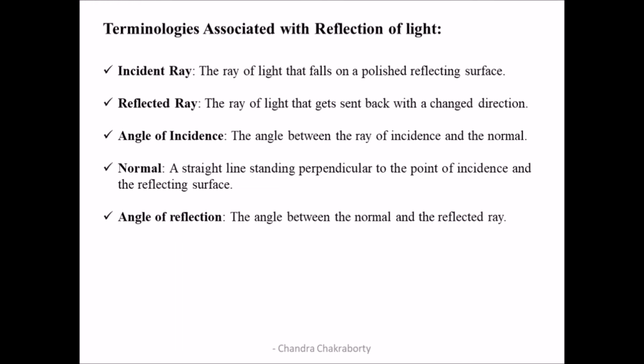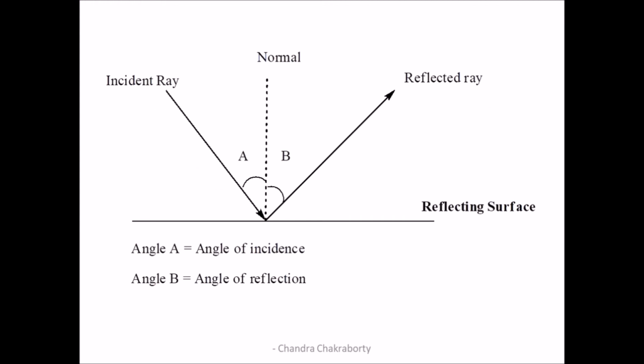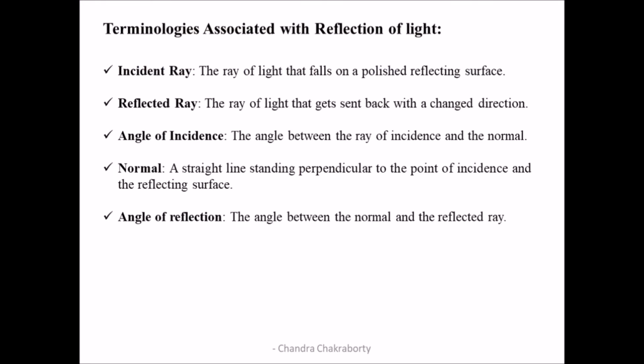Normal. A straight line standing perpendicular to the point of incidence and the reflecting surface is called normal. In this picture, you can see that there is a dotted line perpendicular to the reflecting surface. It is called the normal and it stands 90 degrees from the reflecting surface.